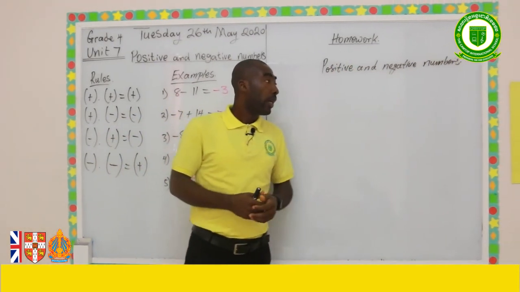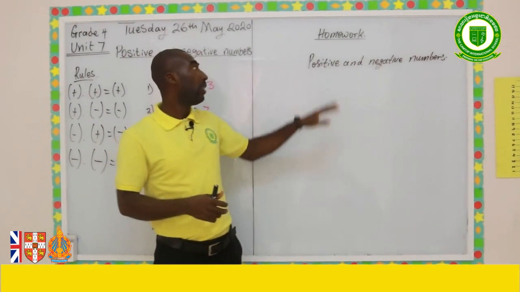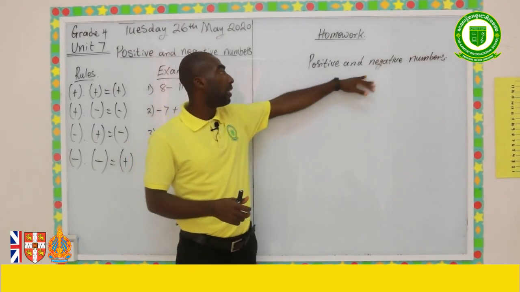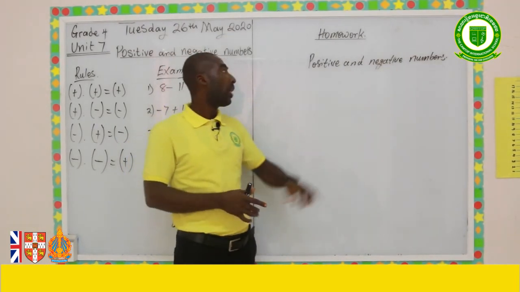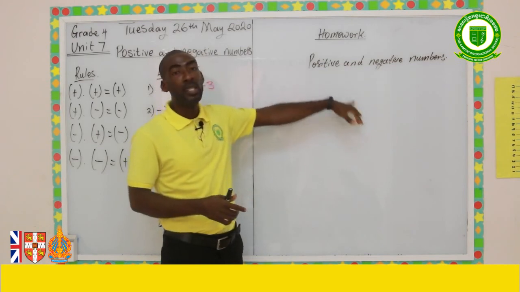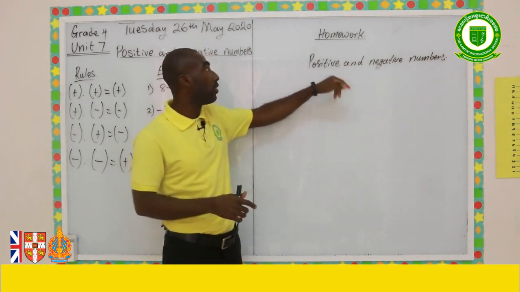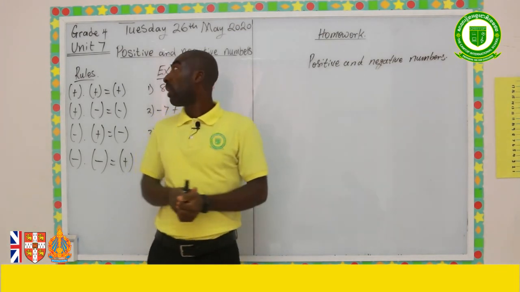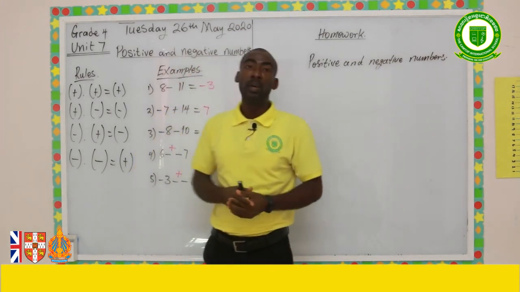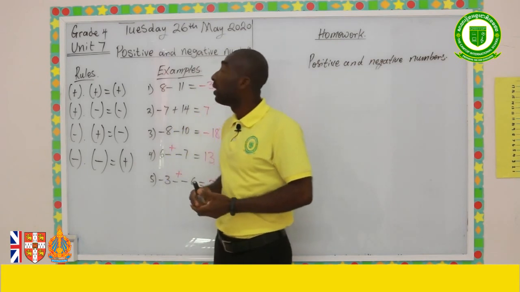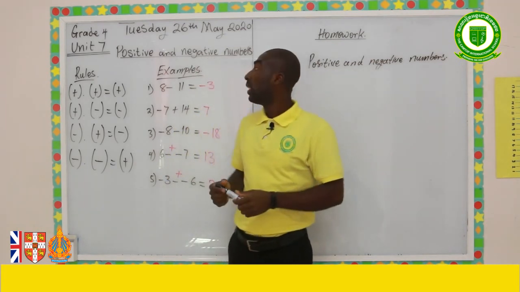This is our homework for the day. We're still dealing with positive and negative numbers. You have the 4 exercises in the Telegram group, which I'm going to post to you so that you can do your homework for us to close our section or our lesson on positive and negative numbers.